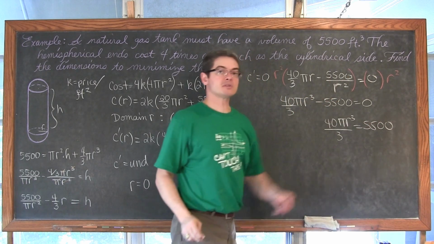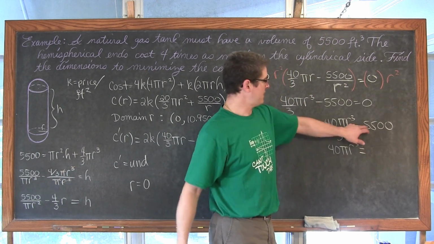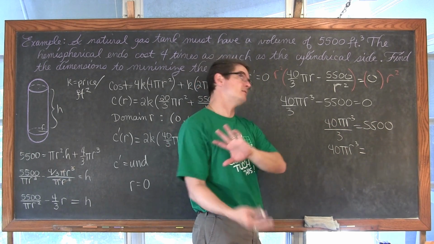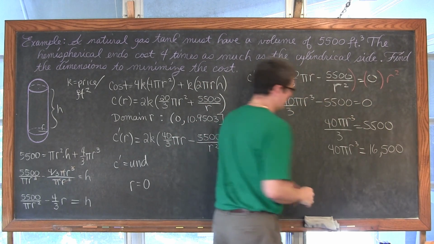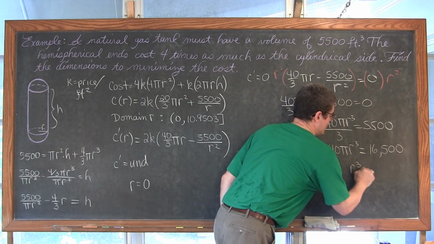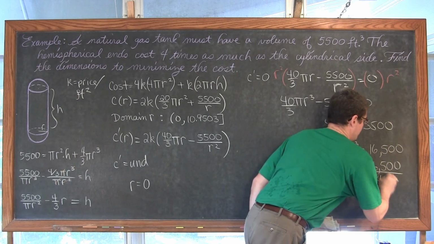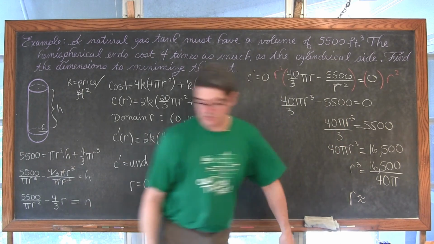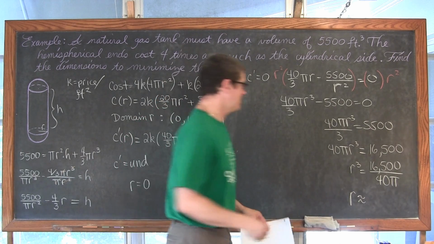Multiply both sides by 3, and we get 40 pi r cubed equals 5,500 times 3, which is 16,500. 5,000 times 3 is 15,000, 500 times 3 is 1,500, so 15,000 and 1,500 is 16,500. We're going to divide both sides by 40 pi. This reduces, but we're going to do a decimal approximation anyway, so I'm just going to write 16,500 divided by 40 pi. Cube root both sides, and r comes out to be approximately 5.08.